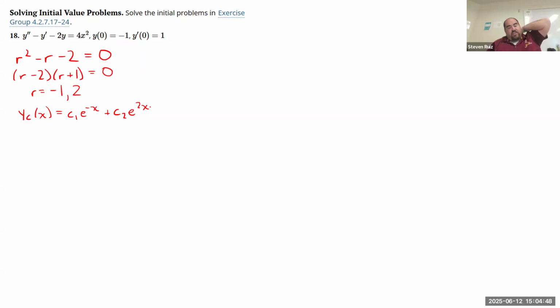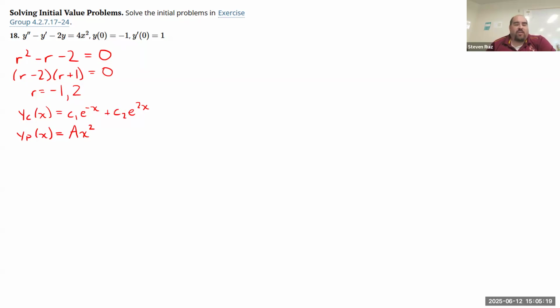What is my particular solution going to look like? Again, it's going to mimic the form of your forcing function. My forcing function is x squared. So does that mean that my particular solution should look like ax squared? Well, partly. We've got to generalize a little bit further, because what is x squared? Well, it's a polynomial.